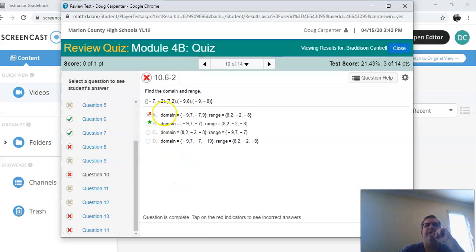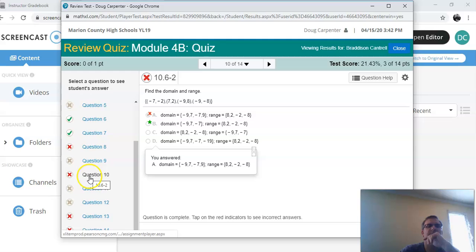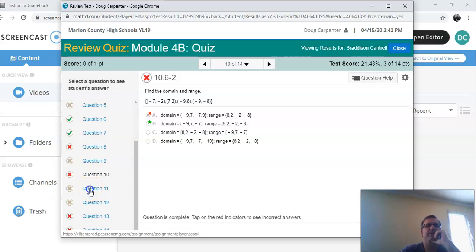Find the domain and range. My domain is the x values. So negative 7, 7, negative 9. That's my domain. My range are all the y values: 2, negative 2, 2, 8, and negative 8. B is the only one that has the correct x values and the correct y values. That was question 10.